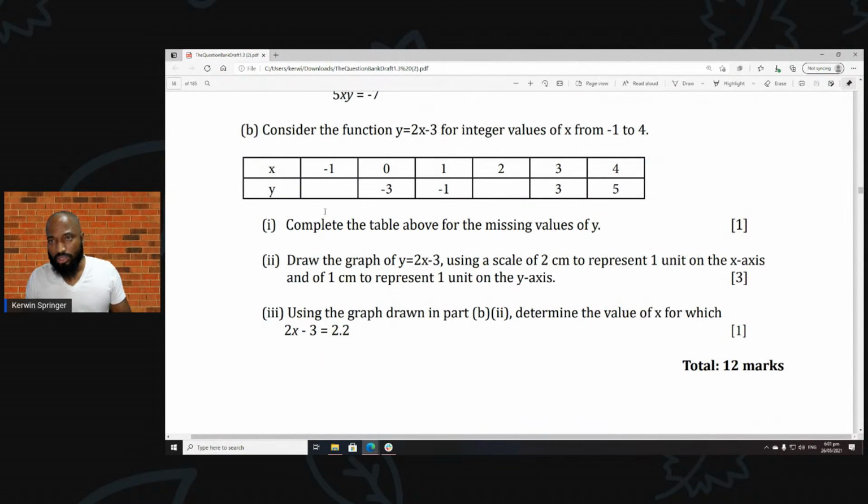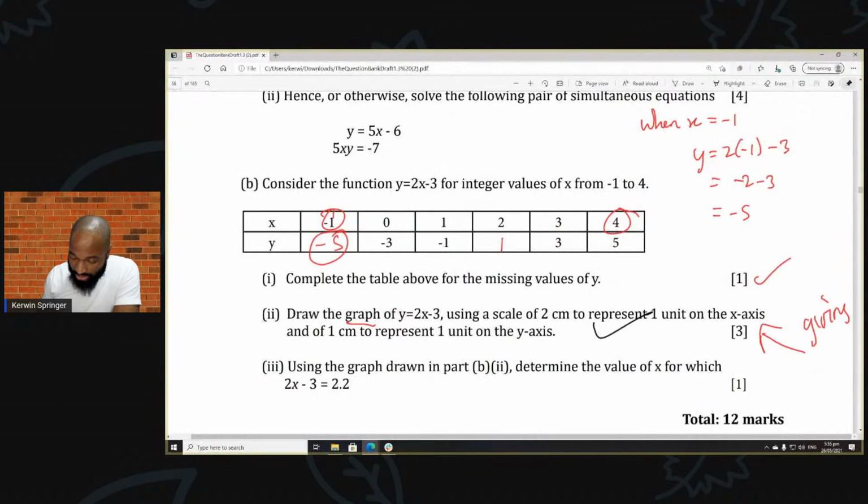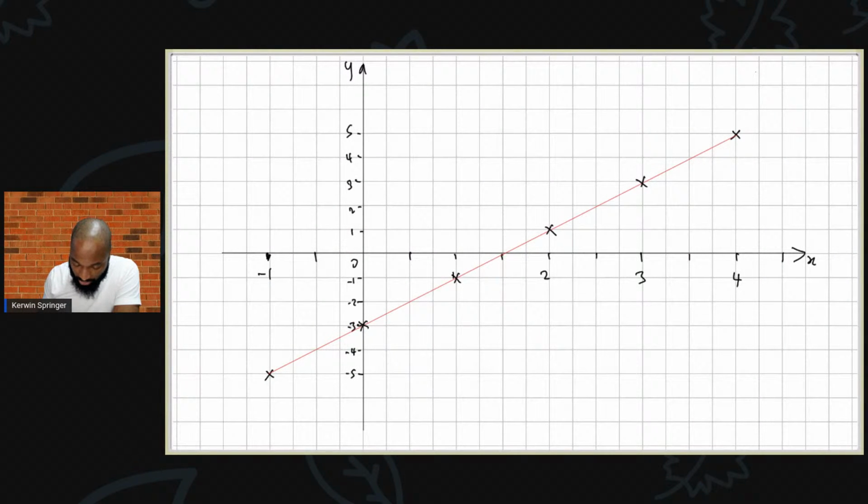So we completed the graph, we drew the graph. Using the graph drawn, determine the value of x for which 2x minus 3 is equal to 2.2. So this is literally replacing the y. So when is y 2.2? And yes, they say using the graph. I love that. So when is y 2.2? You'll be like, 2.2 is over about there.